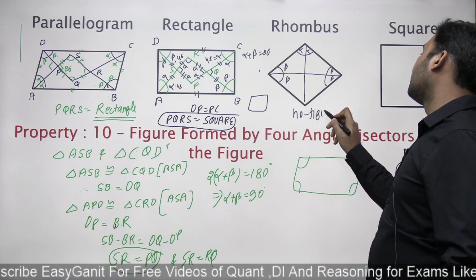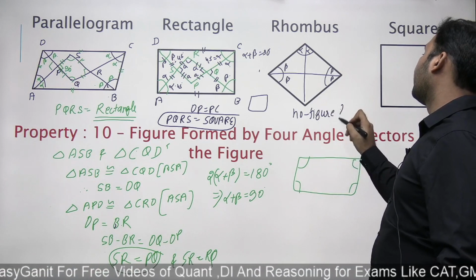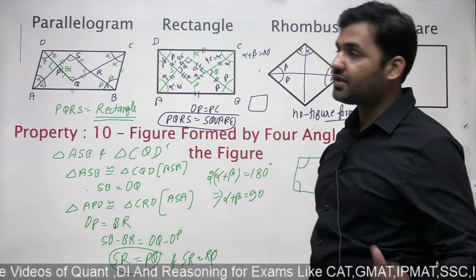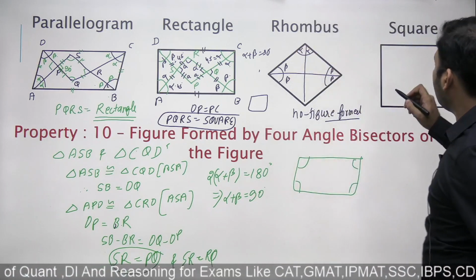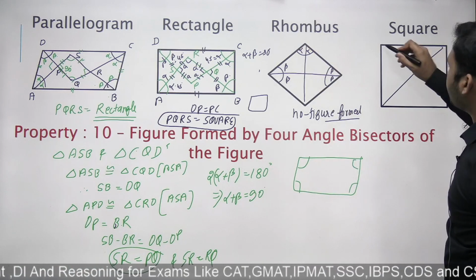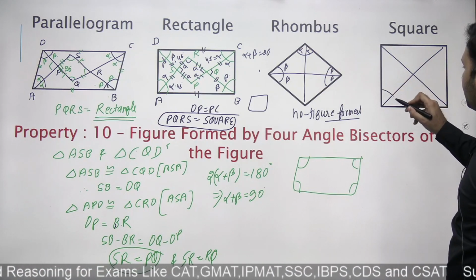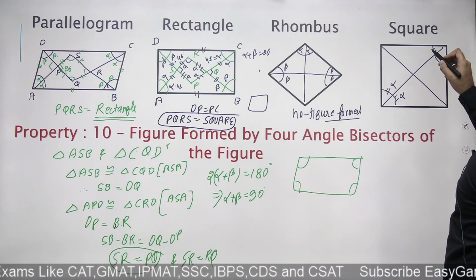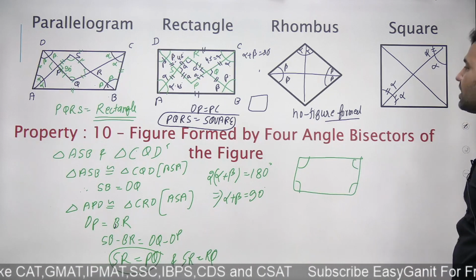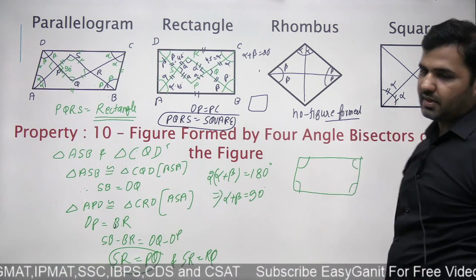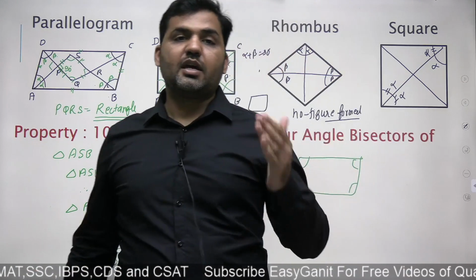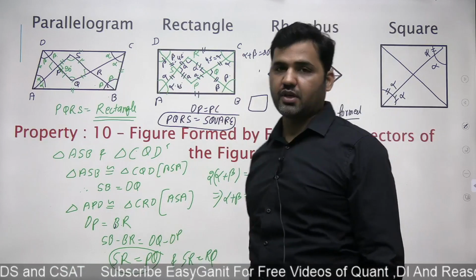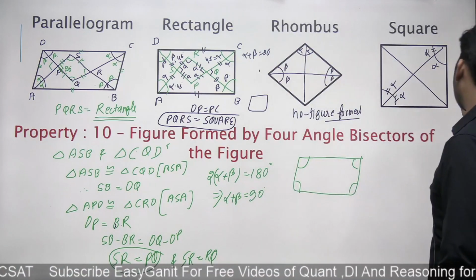So when you draw the four angle bisectors of a rhombus, because in a rhombus the diagonals themselves are the angle bisectors, there is no figure getting formed. Similarly in a square, diagonals are the angle bisectors themselves, right? Square में भी जो diagonals होते हैं वो angle bisectors होते हैं, right? So therefore there will not be any figure that you will be forming with the four angle bisectors in a square. So this is again an easy one. In a parallelogram you will be having a rectangle, and in a rectangle you will be having a square, right? This was our property number 10.